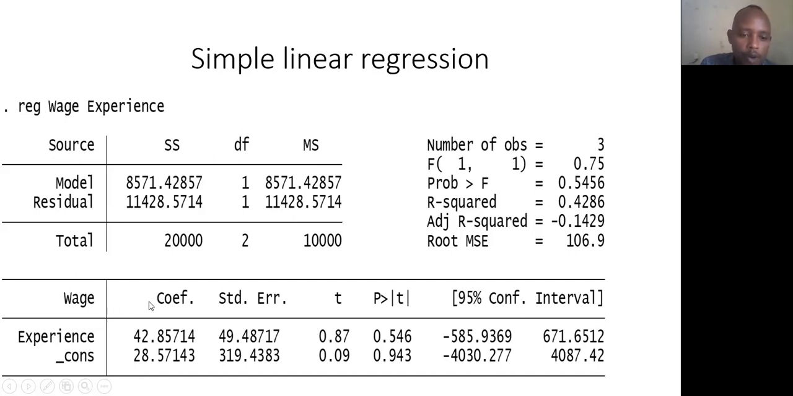When we come to interpretation of model output, here we have experience. And the coefficient of experience is around 42.85. What does it mean? When the experience of employees increases by 1 unit, or by 1 year, the wage level increases by this many dollars or birr. It increases by $42.85 or birr.